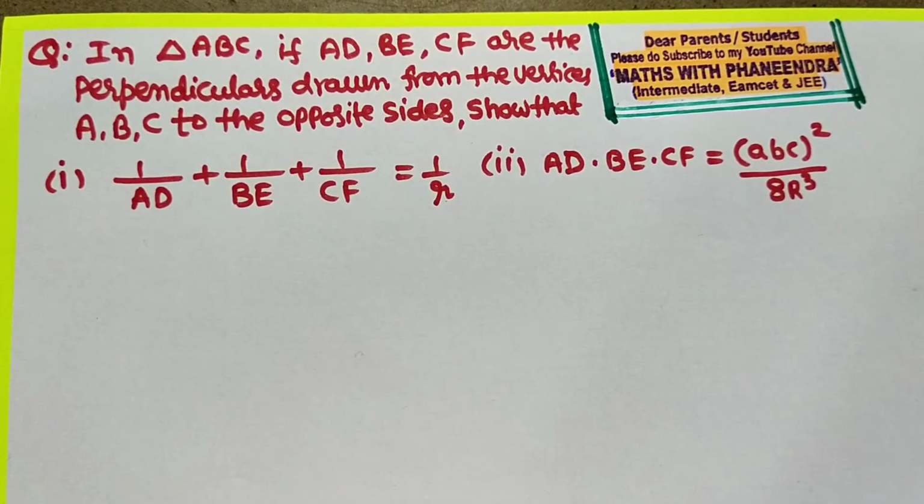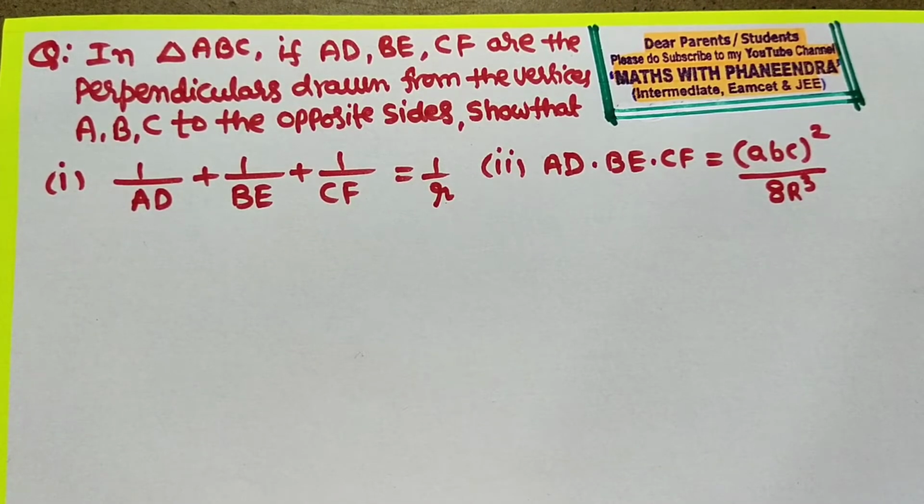Next question. In triangle ABC, if AD, BE, CF are the perpendiculars drawn from the vertices A, B, C to the opposite sides, show that 1 by AD plus 1 by BE plus 1 by CF equals 1 by R, and the second one, AD into BE into CF equals ABC whole square by 8R cube. One by one we will discuss.